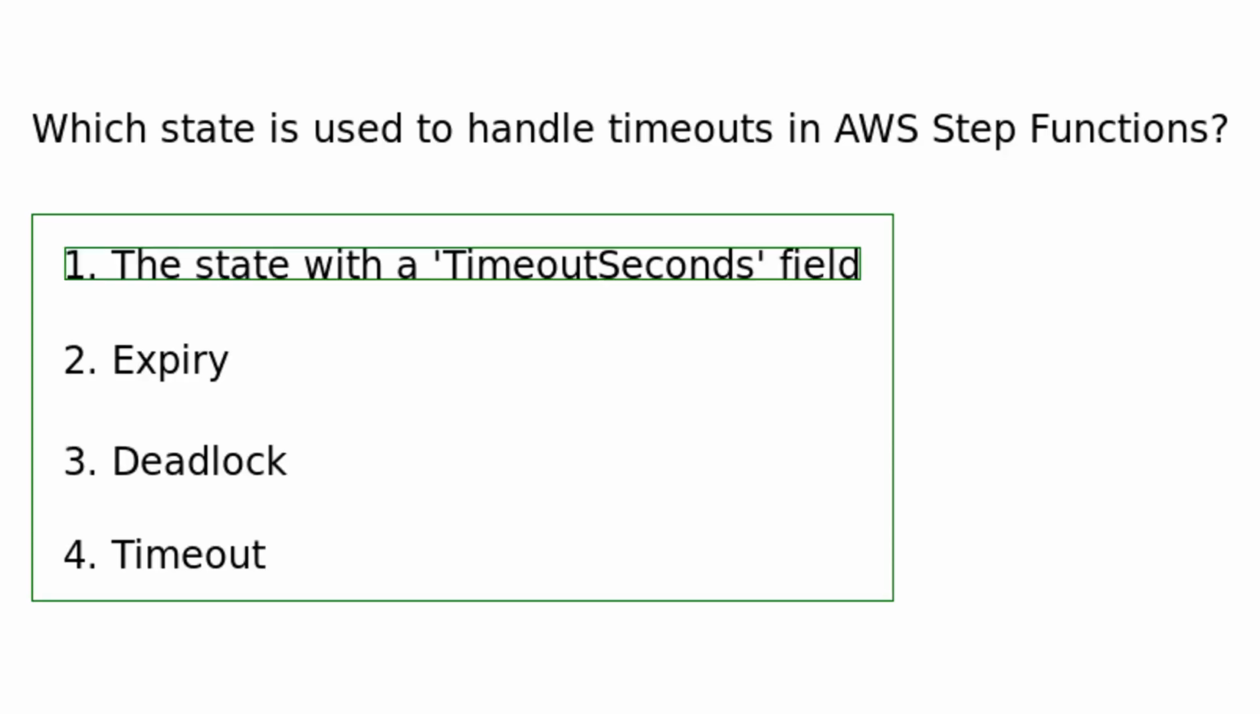Any state in AWS Step Functions can handle timeouts by including a TimeoutSeconds field, which specifies how long to wait before considering the state as failed.